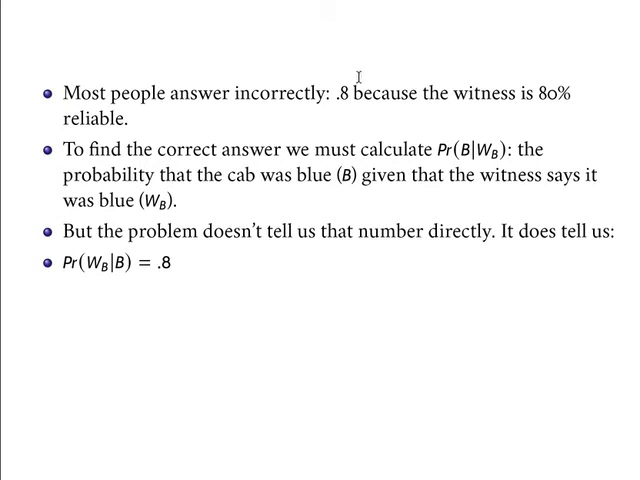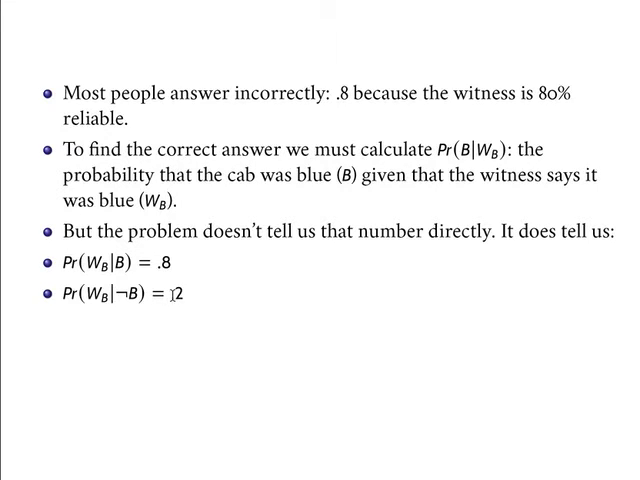So this incorrect answer is assuming that these two numbers are the same, but that is not an assumption we can make. We have to look at the additional information that the setup of the problem about the cabs gives us. So in addition to telling us that the probability that the witness will say it's blue, given that it is blue, is 0.8, we also know that the probability that the witness will say it's blue, given that it's not blue, i.e. given that it's green, is 0.2.